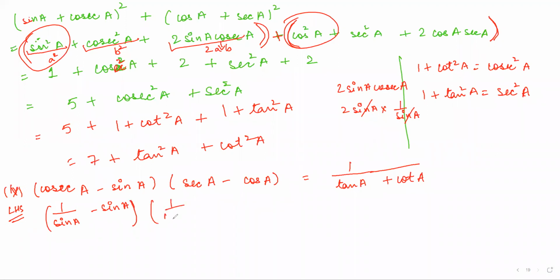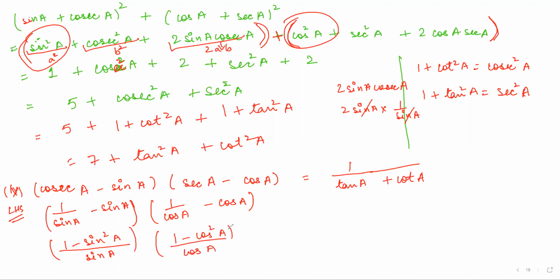Similarly, sec A I'm writing 1 upon cos A and minus cos A. Now take LCM. So it becomes sine A. So you get 1 minus sine square A, correct? And here you get 1 minus cos square A divided by cos A. So this will give you, now 1 minus sine square A is cos square A, right? Divided by sine A. Into 1 minus cos square A is sine square A. This upon cos A. So ultimately you get cos A into sine A, right?